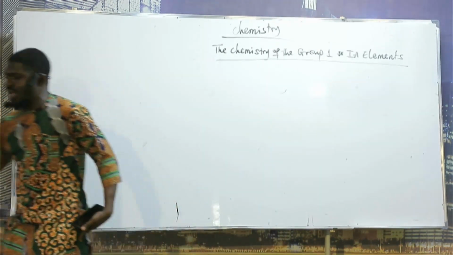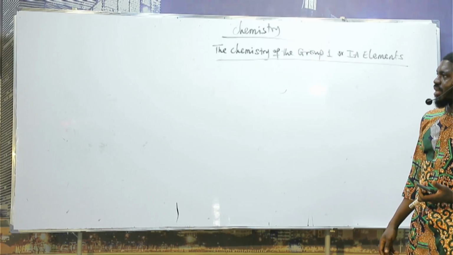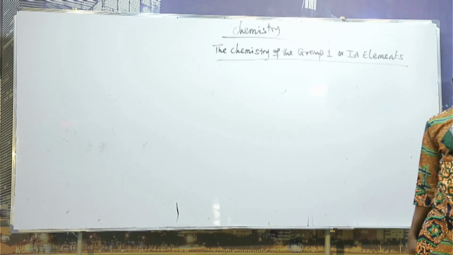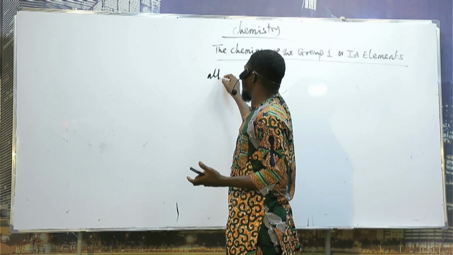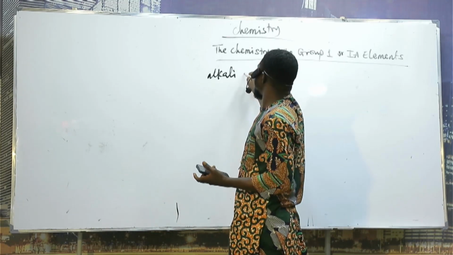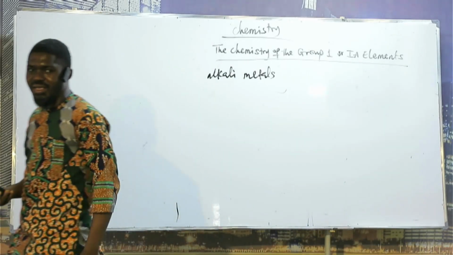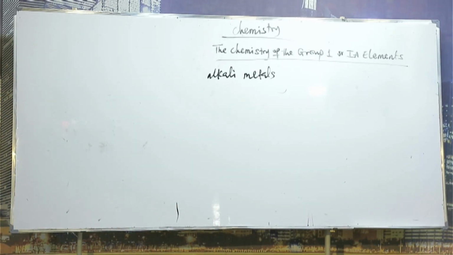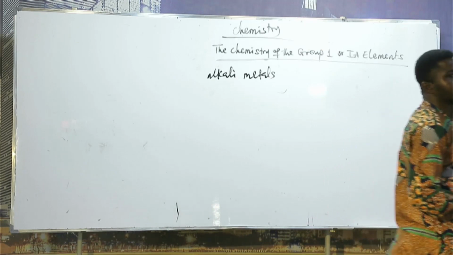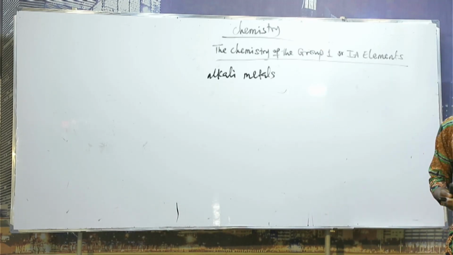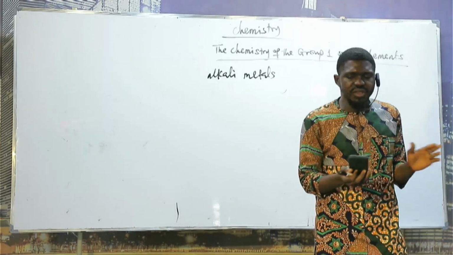Who can tell me the name of group 1 elements? Alkali metals. Listen carefully. Why are they called alkali metals? Somebody said they are reactive. It's not because they are reactive. Yes, they form alkalis. Is it right? That's just a simple way of expressing that word.